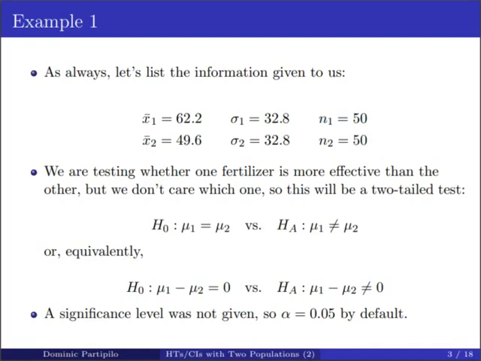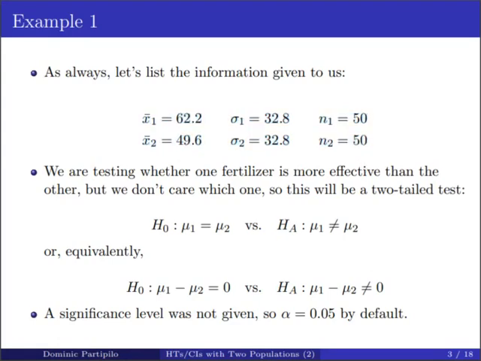So everything's actually going to be the same for fertilizer B. It's the same population standard deviation and the same sample size. The only difference here is that our sample mean was different. So that's a lot of information, and it's good to write it down because now if we need to use it in a formula, we have it available to us immediately right here.